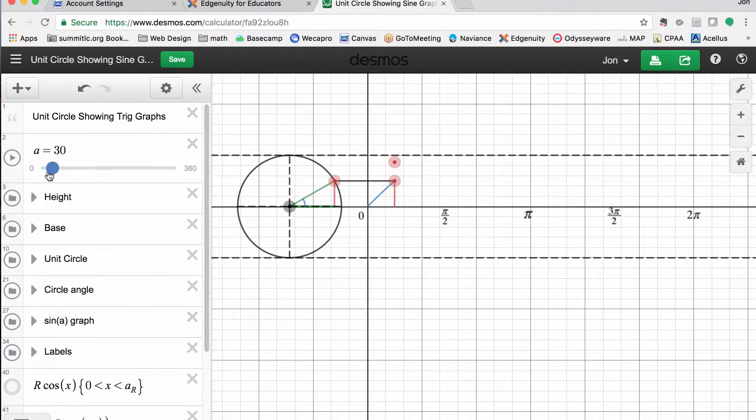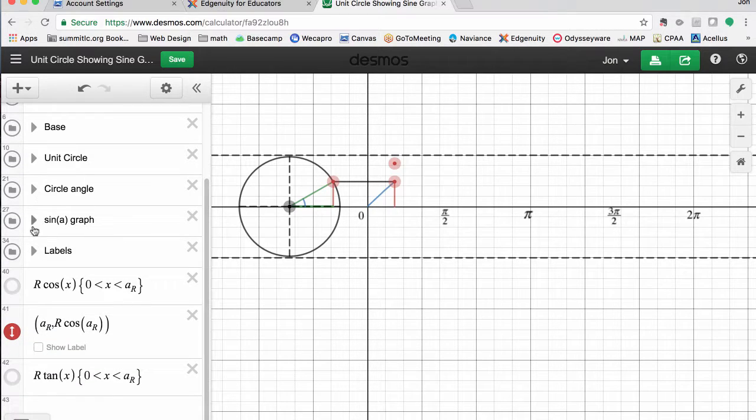Let's make it 30 degrees right there. And what do we have? We have a triangle. There's our unit circle triangle with an angle of 30 degrees for the reference angle. The radius is 1. So if you remember from our unit circle, the sine is the y value, up and down. So at this point, there's my sine. And there is my cosine.